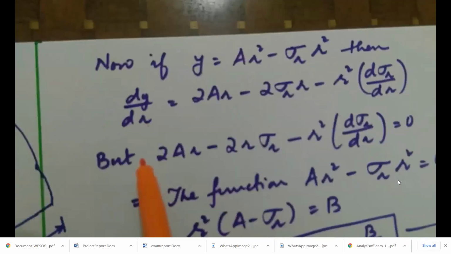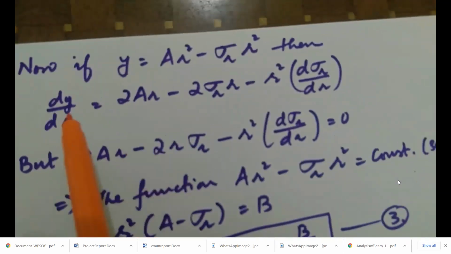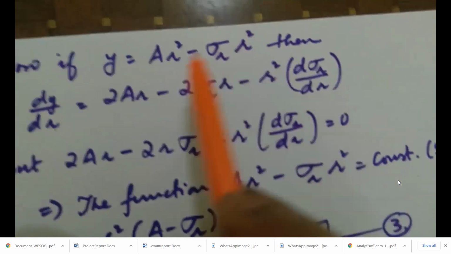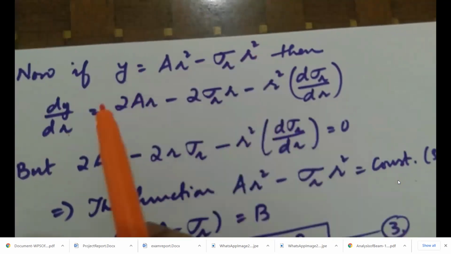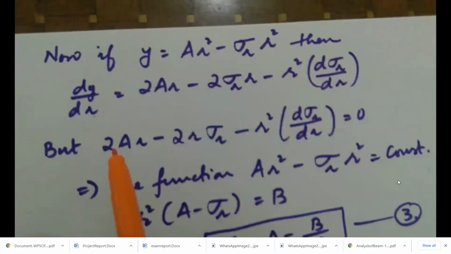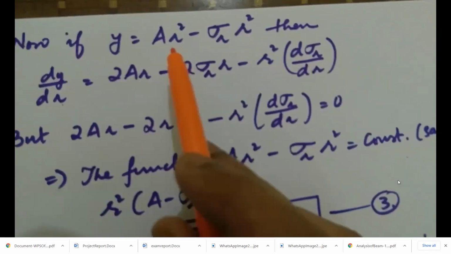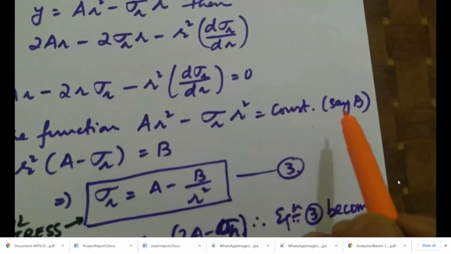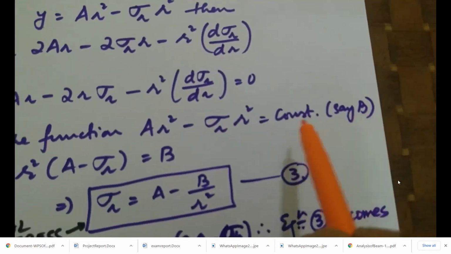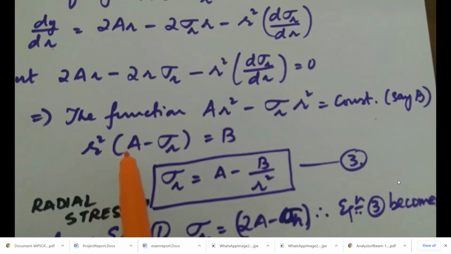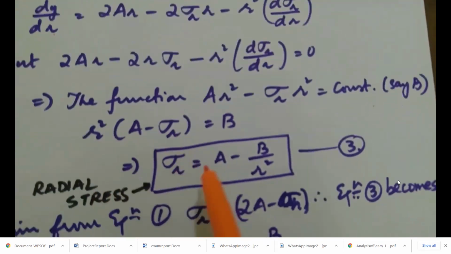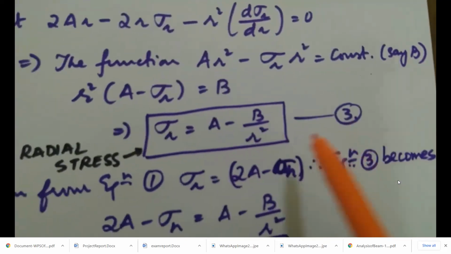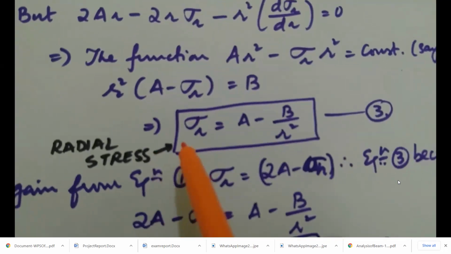So going back to this, we see, when will the first derivative be equal to 0? When the original function is a constant. If you have a function which is constant, then its derivative will be 0. But this is equal to 0. Therefore, this function ar square minus sigma r into r square is constant. Now, we ascribe the alphabet capital B to this constant, and therefore, taking r square common, we get a minus sigma r is equal to b by r square, or sigma r is equal to a minus b by r square. We call this equation number 3, and this is the expression for radial stress.